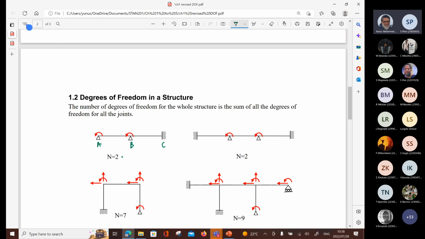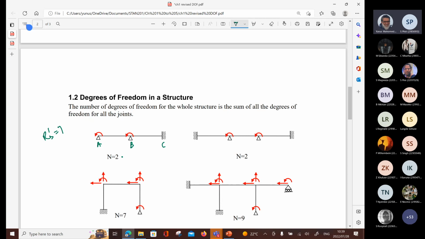So you've got support A, which is a pin. We know it's got 3 reactions. If I ask you what's the total number of reactions in the structure, you will say 2 at A. How many R's do I have? I have 2 at A, 2 at B, 3 at C. So I have 7, all right?